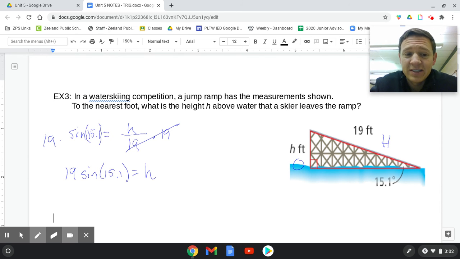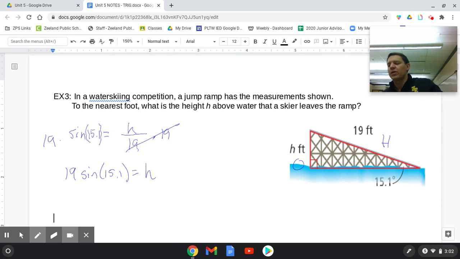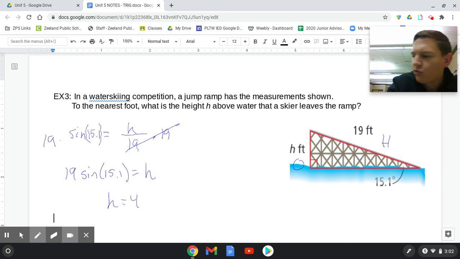All right, that is a number. If I punch out a calculator, I'm going to get a number. In fact, I'm going to right now. There is a sine button on your calculator. On my calculator, it's 2 buttons above the 7. So I'll put 19 times, hit that sine button, and then type in 15.1 and hit enter. And I get 4.949. I'm going to round it to 4.95. So h equals 4.95. And in this case, it's feet.